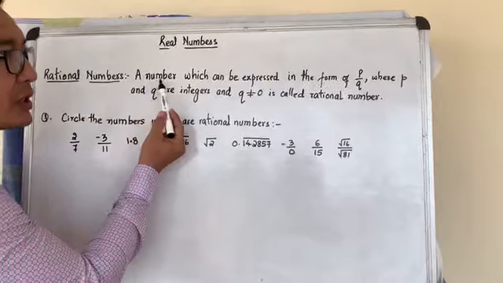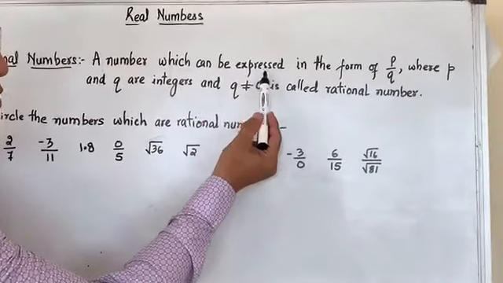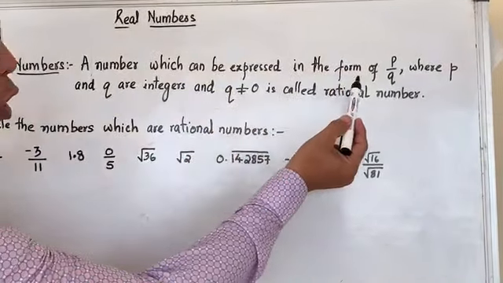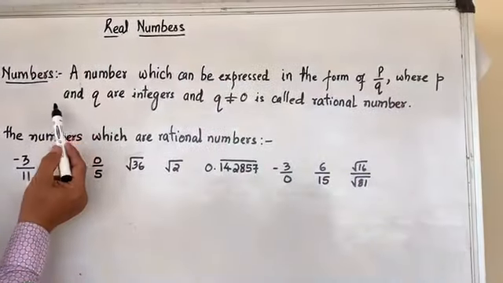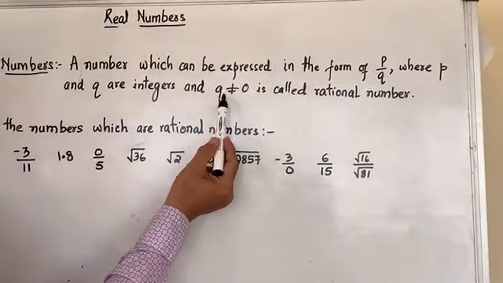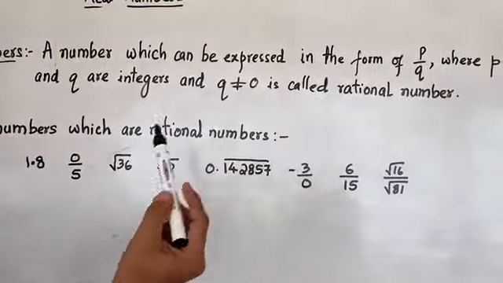A number which can be expressed or written in the form of p by q, where p and q are integers and q is not equal to 0, is called a rational number.